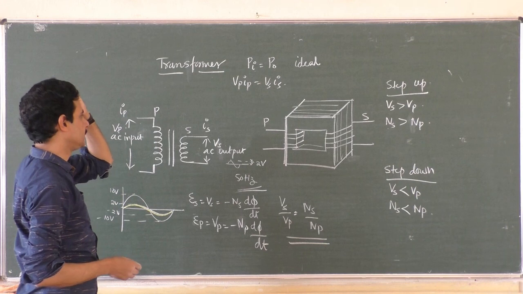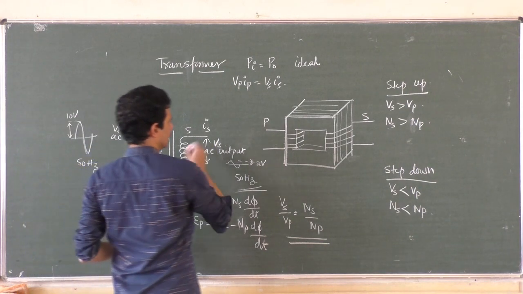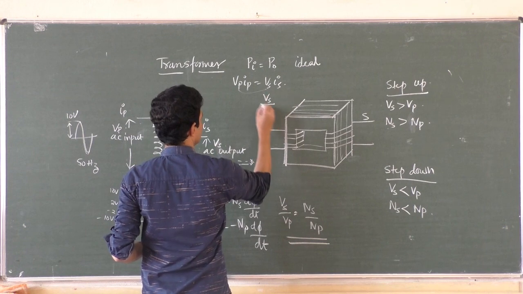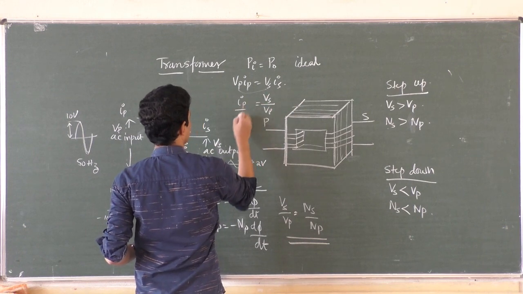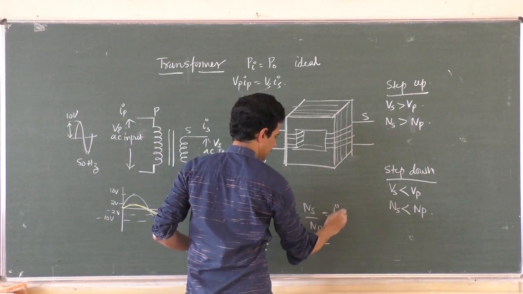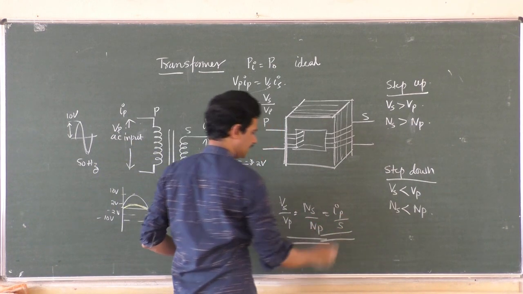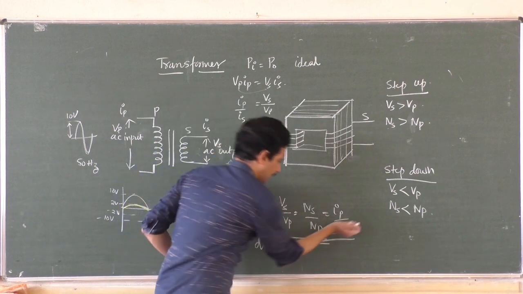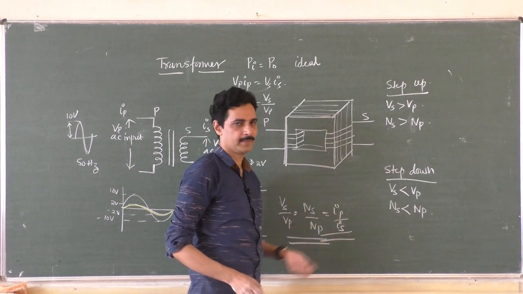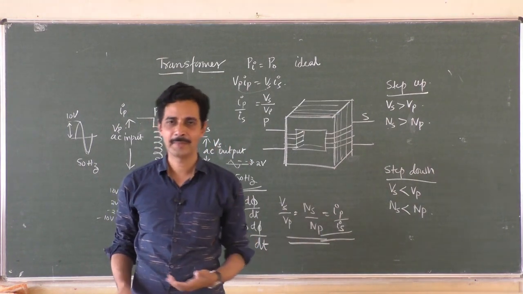If Vp into Ip is equal to Vs into Is, now Vs by Vp, bring this here, must be equal to Ip by Is. So Vs by Vp must be equal to Ip by Is. This is the only one which is changing its appearance, you see. Secondary, but this one primary. Then what do you mean by step-up transformer?